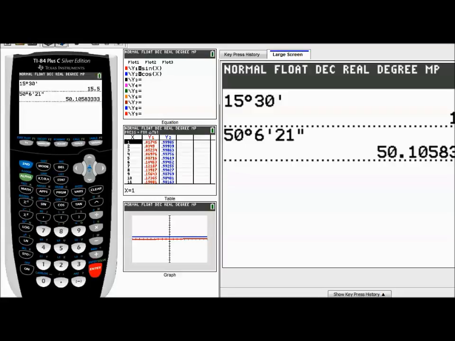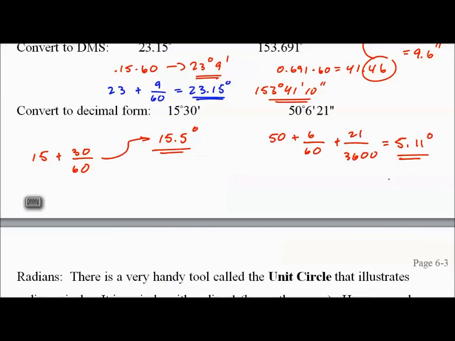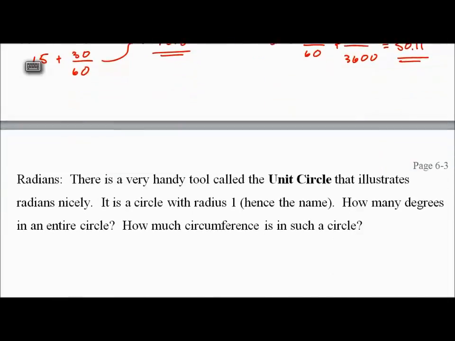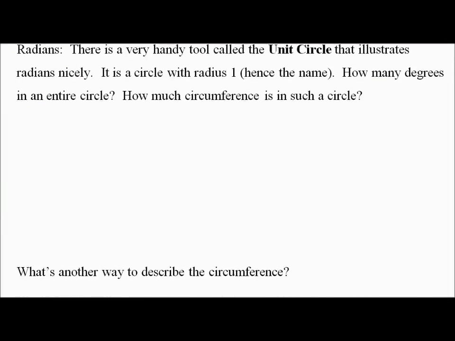And again, you can see it. 50.11, which is what I got over here. And I wrote it wrong. Details. Very upsetting. But I always teach my students never to trust me. So there you have it. All right. Yay. Degrees, minutes, seconds. Get that out of the way.